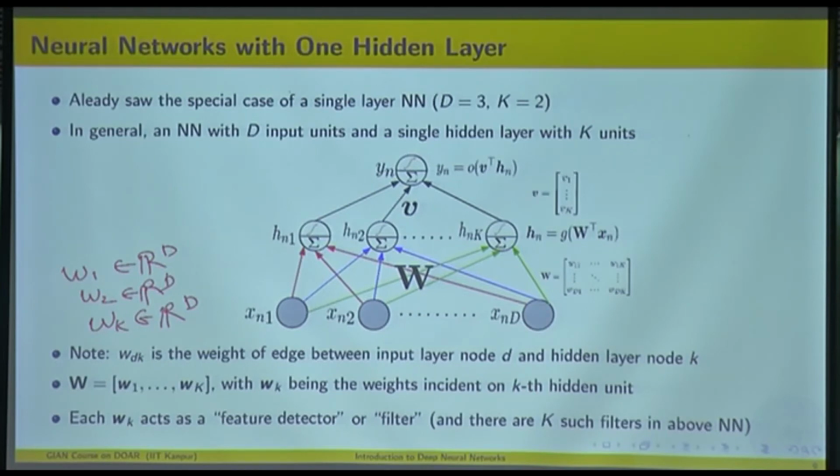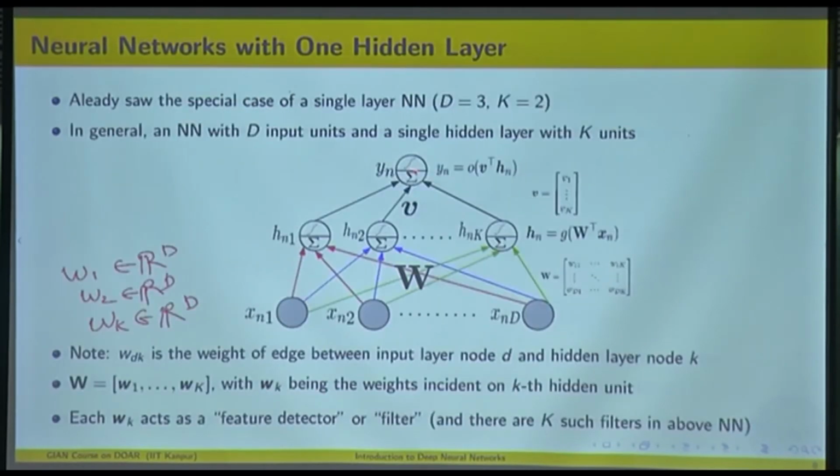And in some sense, these W1 through W capital K are feature extractors or feature detectors. So these are doing all the hard work for you of extracting the features. Once you have the good features, you simply apply a linear model on top of it. Before that, you apply a nonlinearity here.